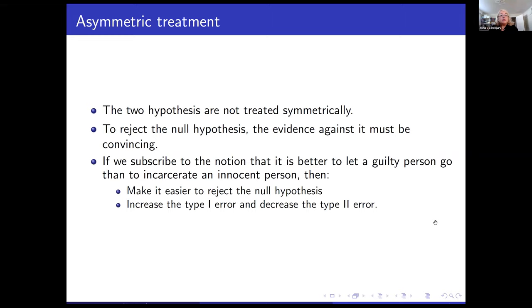The issue of asymmetric treatment of the hypotheses, that's what we know happens. That's by design in most hypothesis testing situations. To reject the null hypothesis, we have to have pretty strong evidence against it. And when we set up the null hypothesis in the way that ASTM tells us to set it up, then we have a problem, right? Because here we are putting a very high bar on acquitting the defendant when we should be doing exactly the opposite. If we subscribe to the notion that it is better to let a guilty person go free than to incarcerate an innocent person, then we ought to be making it easier to reject the null hypothesis. And we might consider doing that by increasing the type one error and decreasing the type two error, which is not what we would normally do.